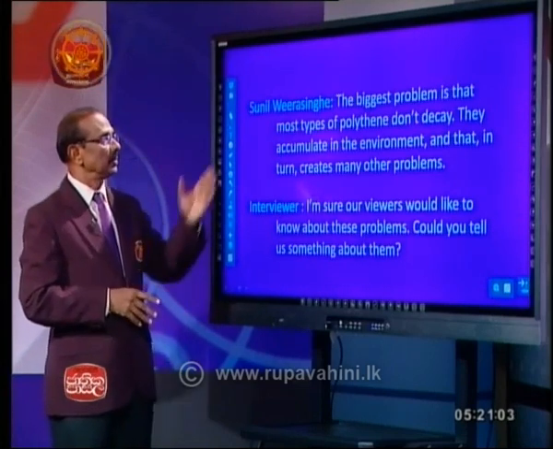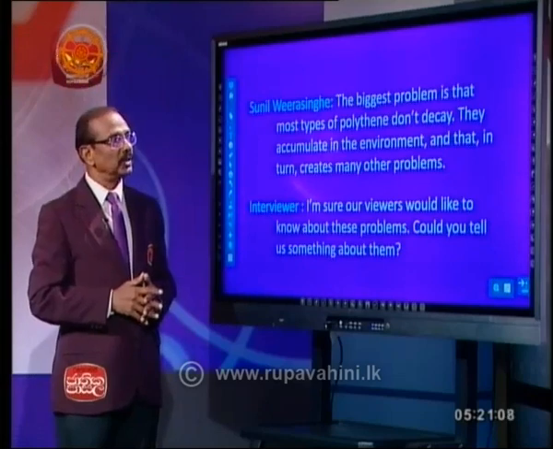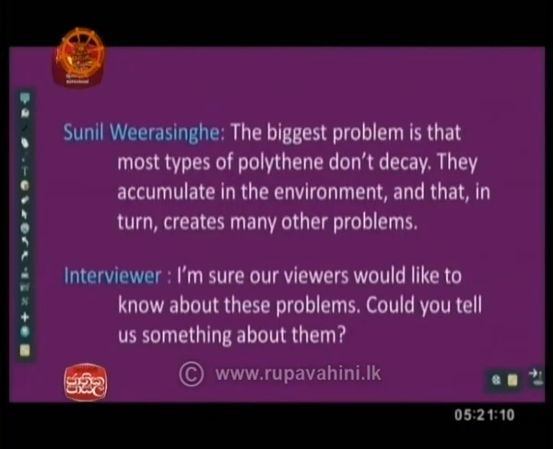Next one. Now, Mr. Sunil Veerasinghe answers the question. The biggest problem is that most types of polythene don't decay. එතකොට ප්‍රධානම ප්‍රශ්නේ තමයි හුඟක් පොලිතීන් වර්ග don't decay. Decay කියන්නේ ඒවා දිරා පත් වෙලා යන්නේ නැහැ. They accumulate. Accumulate කියන්නේ ගොඩ ගැහෙනවා. Accumulate in the environment, and that in turn creates many other problems.